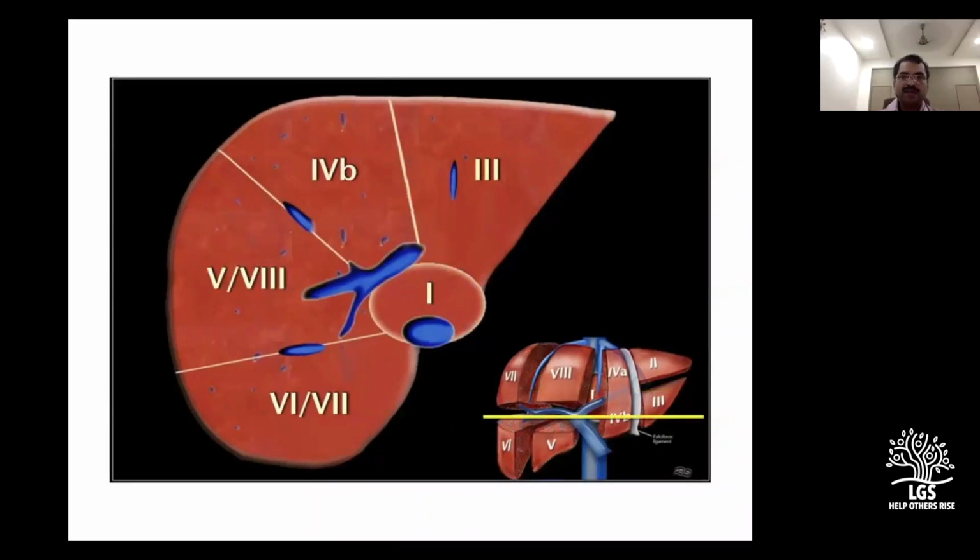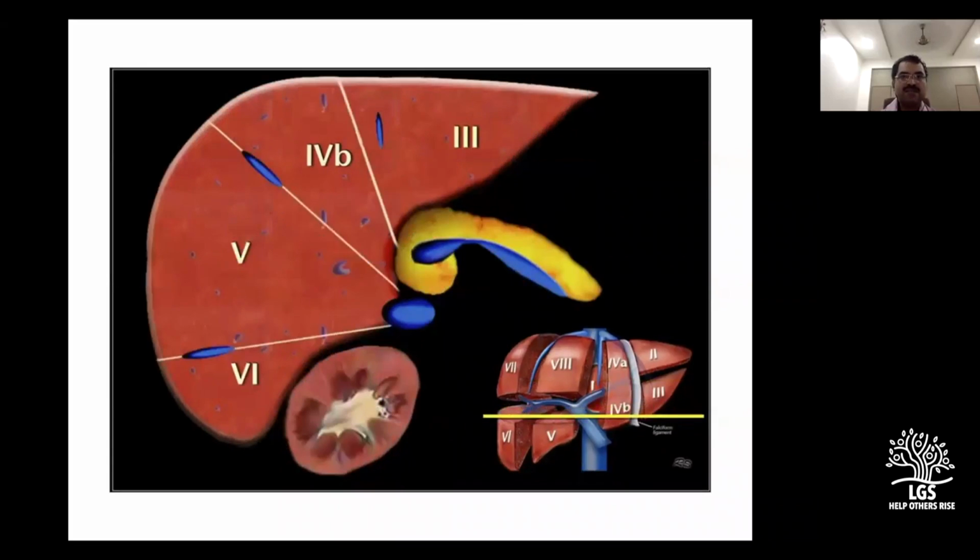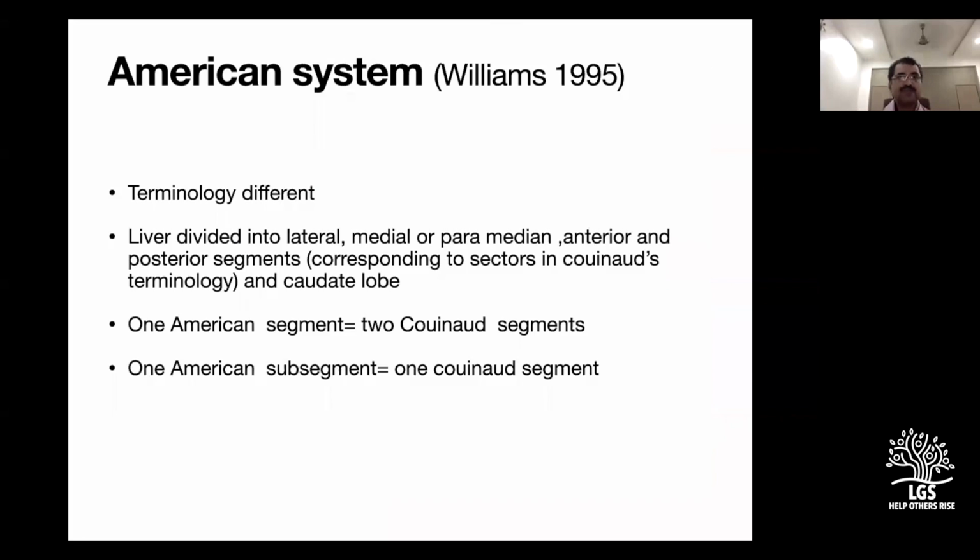Then when it is at the portal vein bifurcation level, we can see segment 3, segment 4B, segment 8, and segment 7. When it is at the splenic vein, superior mesenteric vein junction, we can see all the inferior segments: 3, 4B, 5, and 8, 5 and 6.